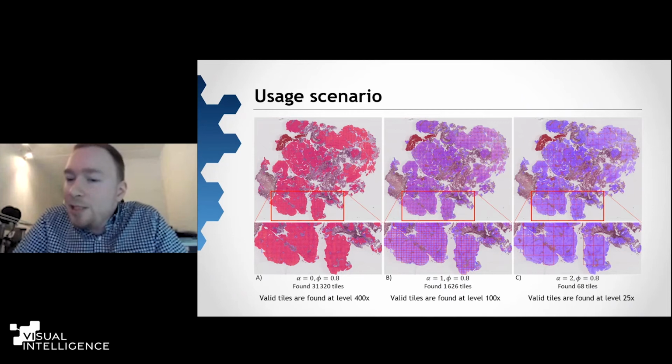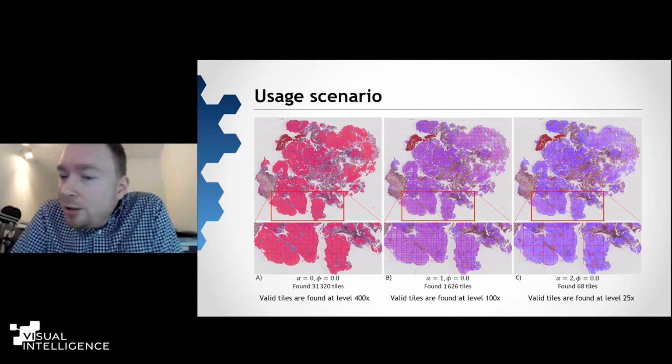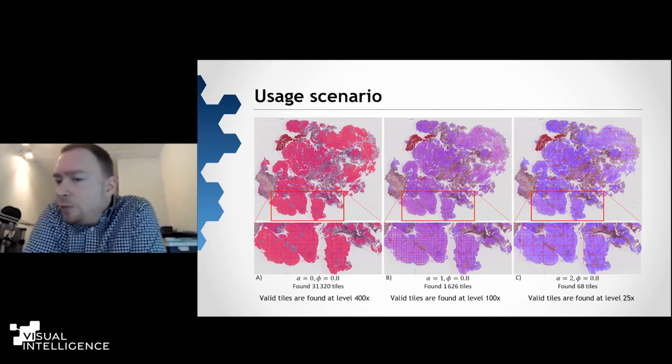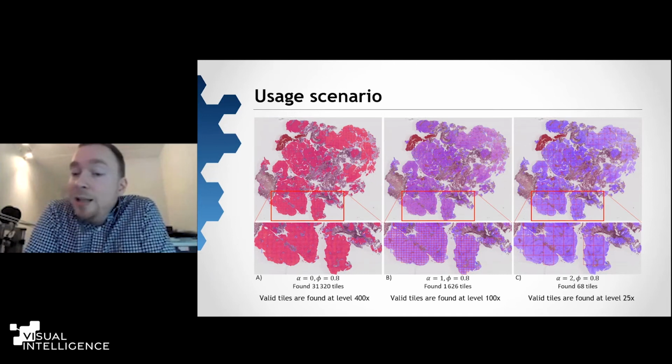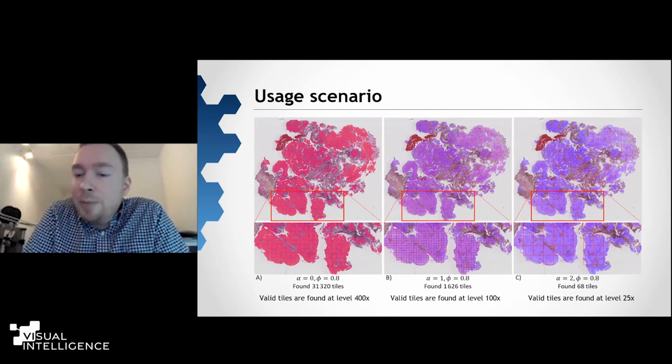Here is a side-by-side comparison of another whole slide image. So the advantage of finding tiles on level 400x is a large data set. However, this data set will contain redundant information on the other levels. If we instead find the valid tiles on level 25x, we get a smaller data set, but each tile will be unique on all levels in the image pyramid.